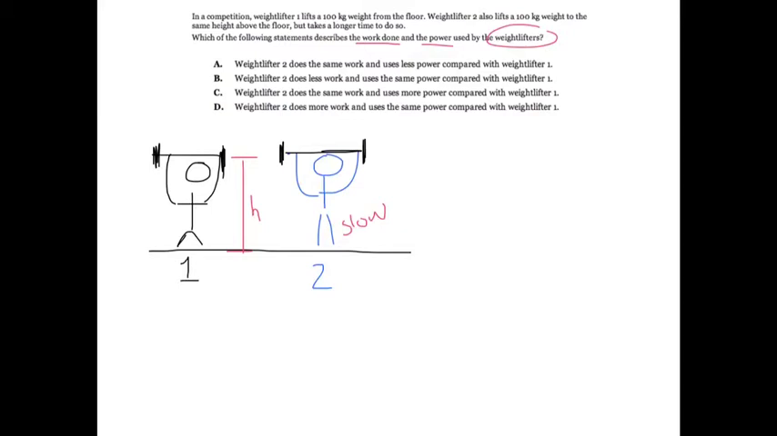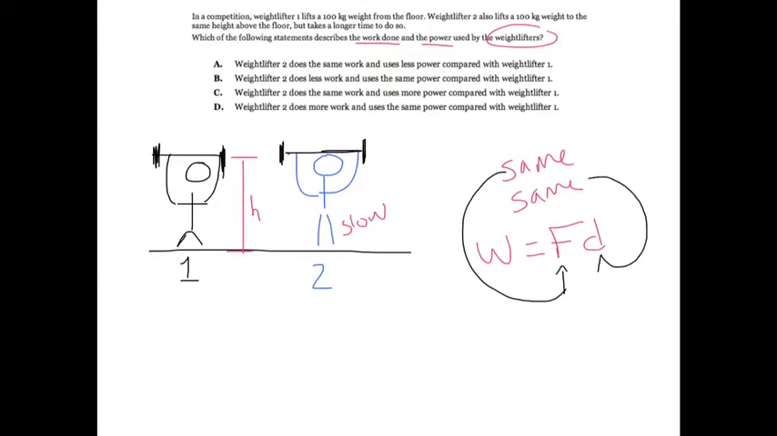Well, before we even look at it, let's notice that they both lift the same exact mass, the same exact distance. So for work, if work is force and distance, if the mass was the same, force is based off weight, they have the same weight, same. And if they went the same height, this is the same. Therefore, they must have done the same work. So let's look up here. Weightlifter 2 does the same work. Yes, could be that. Weightlifter 2 does less work. No, can't be B. Weightlifter 2 does the same work. Okay, it could be that. Weightlifter 2 does more work. No, it can't be that. So it's either A or C.